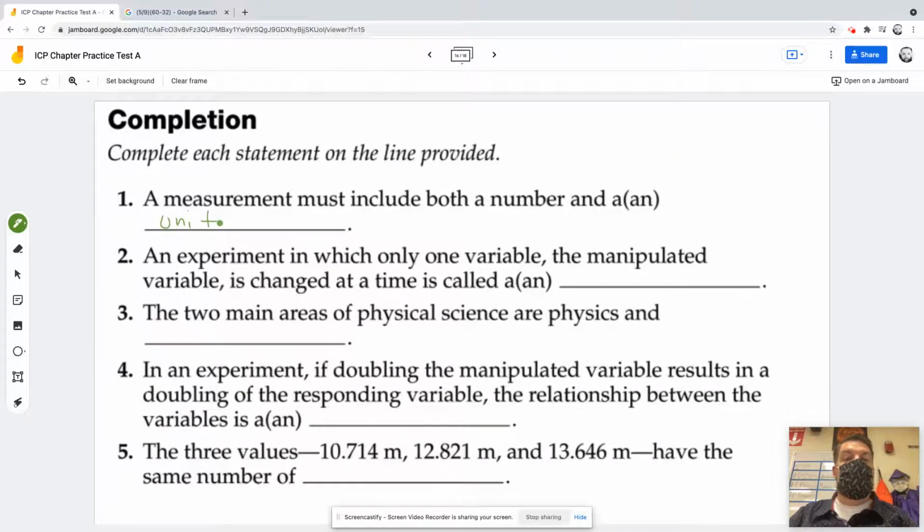An experiment in which only one variable, the manipulated variable, is changed at a time is called... When we only change one variable, what do we call that? A controlled experiment. So we do that a lot. I have an idea. I think if I study more, my test scores will go up higher. How do I test that theory? I study more and see if I get a better grade. Okay.